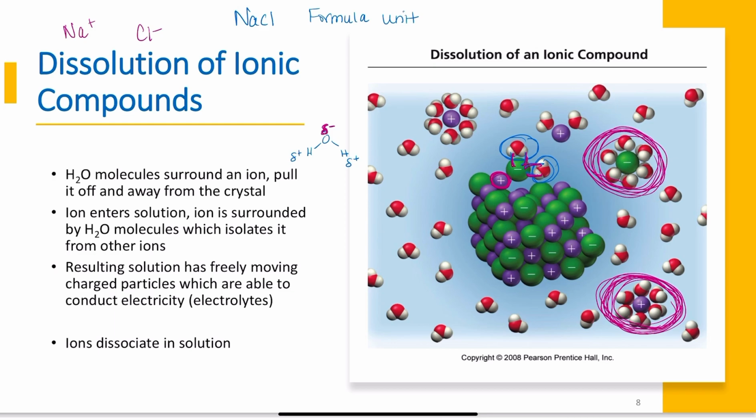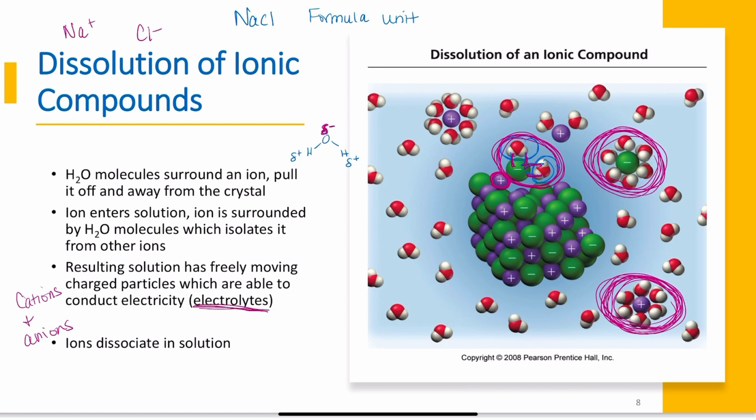They can be free when they're floating around in solution because their charge is being balanced out by the water counteracting it. So the ion here, this chloride, is pulled away by that water molecule, and once the ion enters solution, it is completely surrounded by the water molecules, isolating it from other ions, so it no longer feels the other ions of the crystal structure. The resulting solution has freely moving charged particles, cations and anions, which are left and able to do things like conduct electricity.